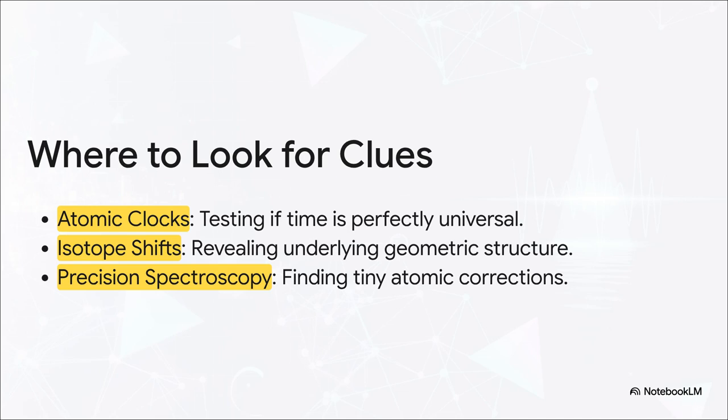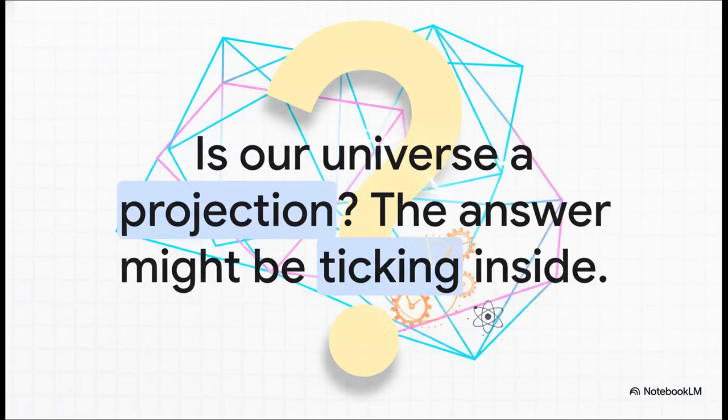For example, if time is just a projection, maybe, just maybe, it doesn't flow at the exact same rate for every type of atom. Our best atomic clocks might just be sensitive enough to spot that difference. Or we could look for tiny, unexpected shifts in the light coming from different atoms, little clues that betray the geometric grid underneath it all. So, is our universe the real deal, or is it just a shadow play? Is this rich, complex reality we live in just a projection of a simple, hidden geometry? We honestly don't know the answer yet. But the first clues might already be out there, quietly ticking away, deep inside the heart of our most precise instruments.